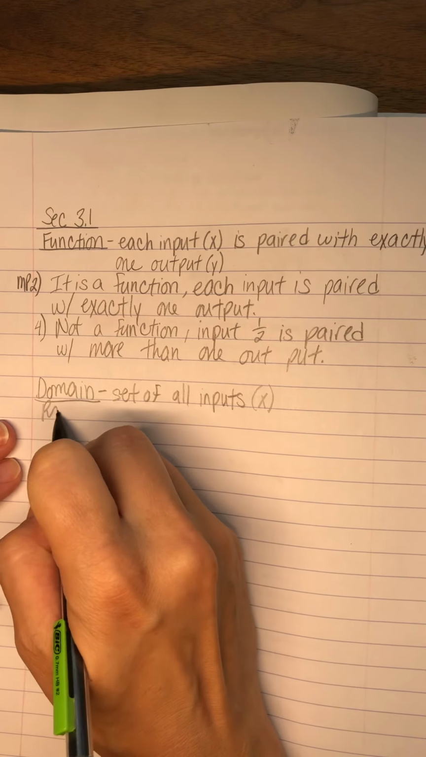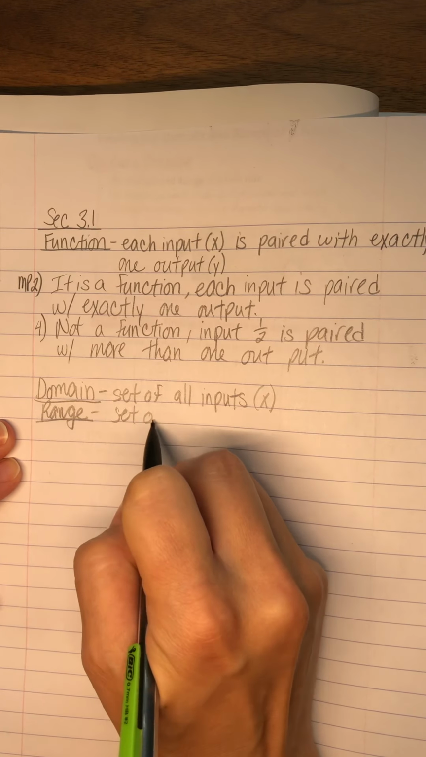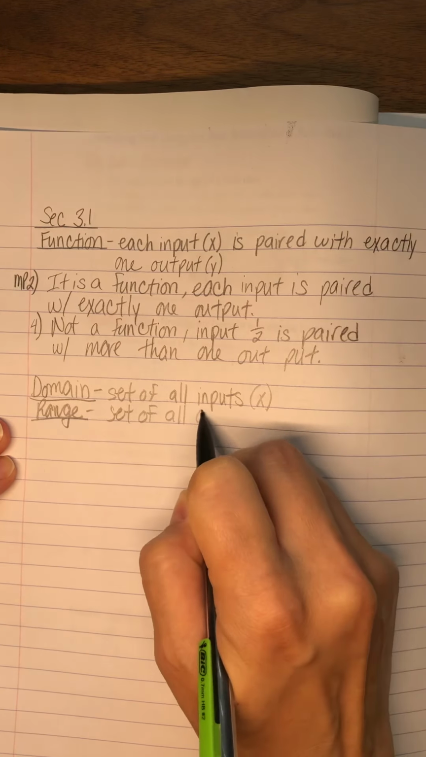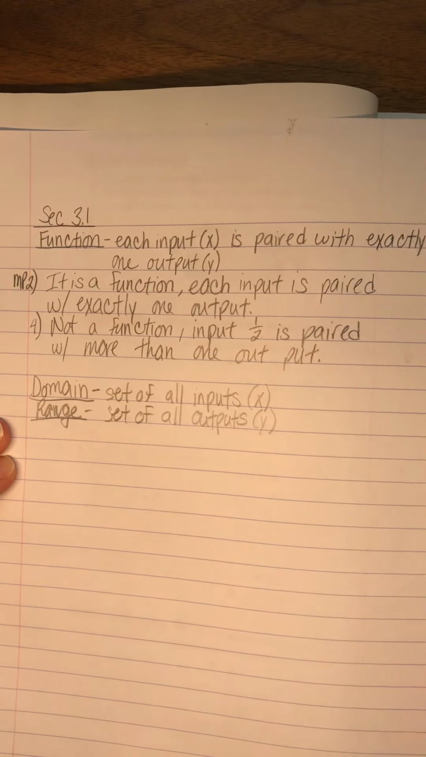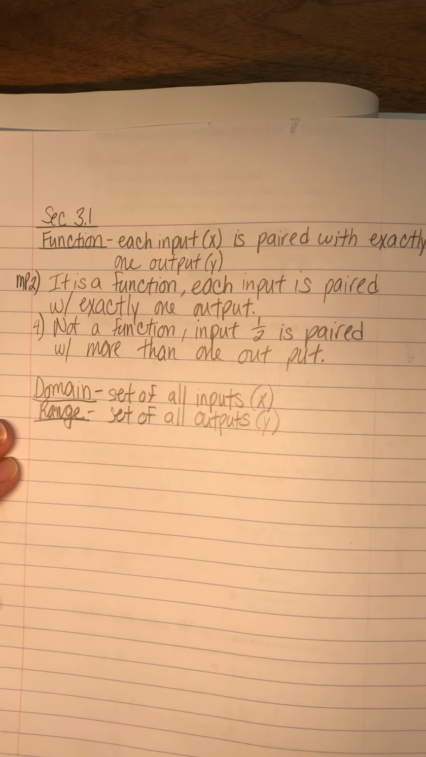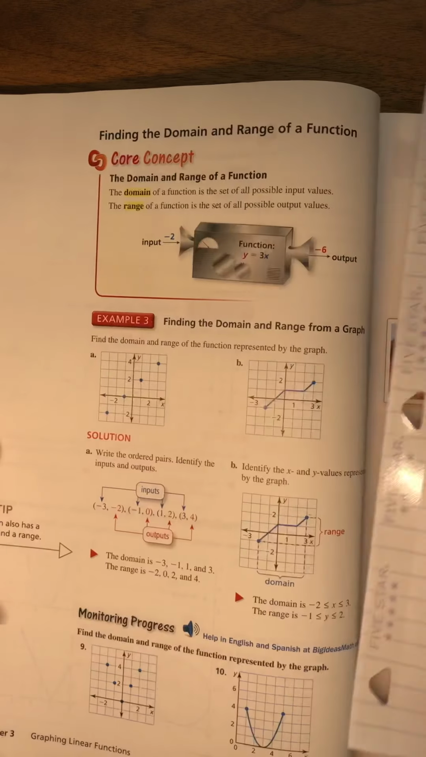Then the range is the set of all outputs. Remember, our outputs are the y. So you're just saying what all the y coordinates are or what they can be. Okay, so that's domain and range. Let's take a look here.